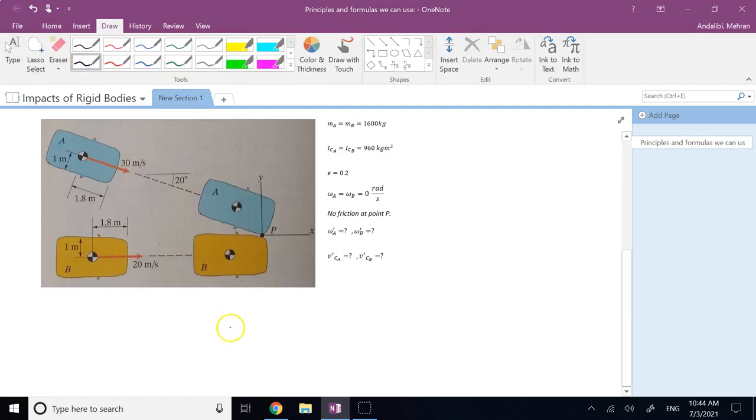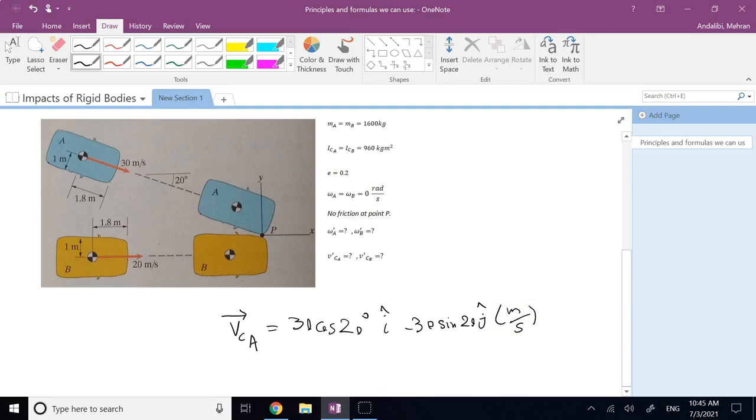So how much is v of the centroid A before impact? When there is no prime, it means it's before impact. How much is it? Well, if I use this x and y, clearly you see the magnitude is 30, the angle is 20, it is going in the negative y and positive x direction. So it is going to be 30 times cosine of 20 degrees i, and then minus 30 times sine of 20 degrees j, meters per second.